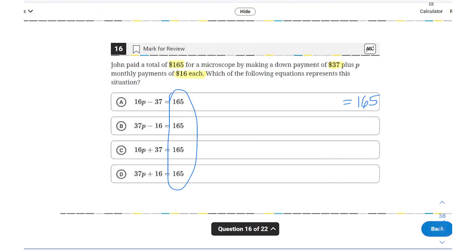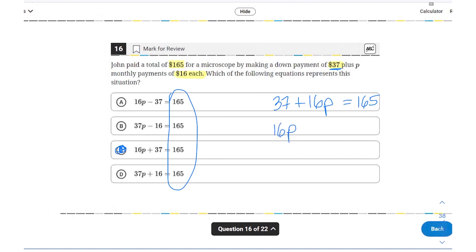We have a $37 down payment, and then we have plus p monthly payments of $16 each. The "each" lets us know that that's going to be whatever that monthly payment is times the number of payments. That would be 16p. And just be careful here, because just to trip us up a tiny bit, they describe it in this order, 37 plus p times 16. So they put the 37 first, but the way we see the correct answer written, our correct answer is C. They switch it up on us.